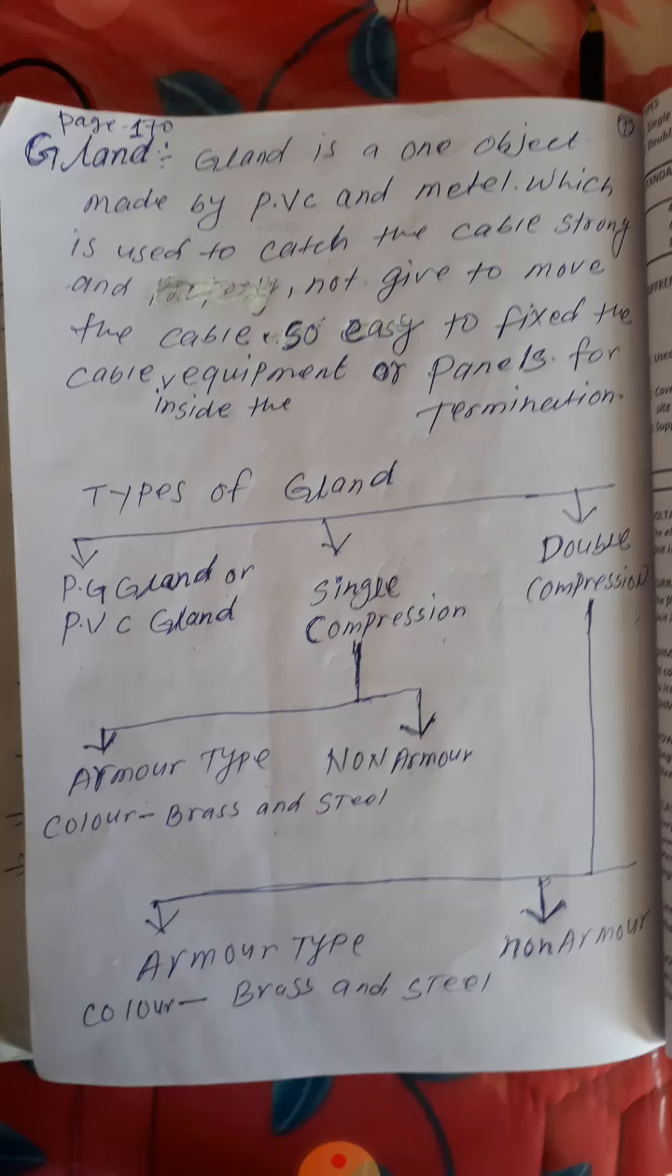And the gland color is especially golden or brass color, or aluminum color, or metal type color. So it comes in two color types, brass color and steel color. Brass color is also called the golden type color, and steel type is also called the aluminum type color. So two color types of gland are available in our market.